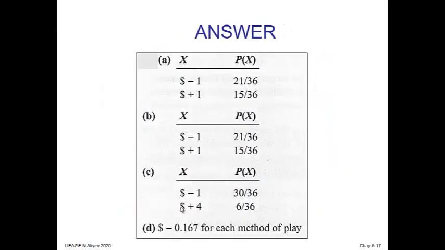You see, we also construct the probability distribution for the third bet. We win $4 if the sum equals 7, and we calculate from the table that it happens 6 times. So 6 over 36 is the probability of winning, and the probability of losing is 30 over 36. Here we finish the probability distribution of all 3 bets.